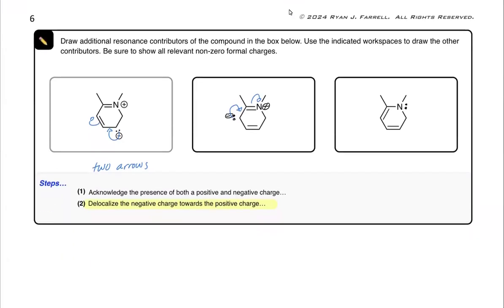When you have a positive and a negative, we want to move the negative towards the positive because electrons move from high density to low density. And sometimes we'd be able to neutralize the positive and the negative, but that's not always going to be the case. But we would neutralize the positive and the negative if we could terminate our arrow on the charged positive atom.